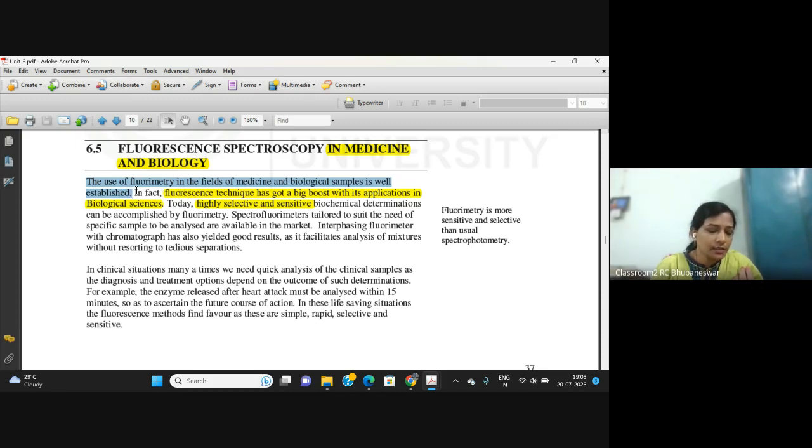I forgot in which year they got the Nobel Prize, but it was for the jellyfish green fluorescent protein, GFP. It may be in 2011, I guess 11 or 12. Scientists got the Nobel Prize, I forgot their names. So the use of fluorimetry in medicine and biological samples is well established. In fact, the fluorescence technique has got a big boost with its application in biological sciences. So today, highly selective and sensitive. I am repeating it again and again because selectivity and sensitivity are two important.